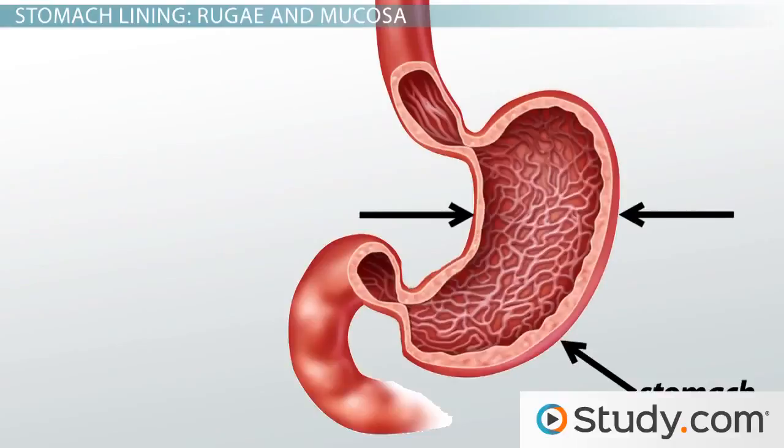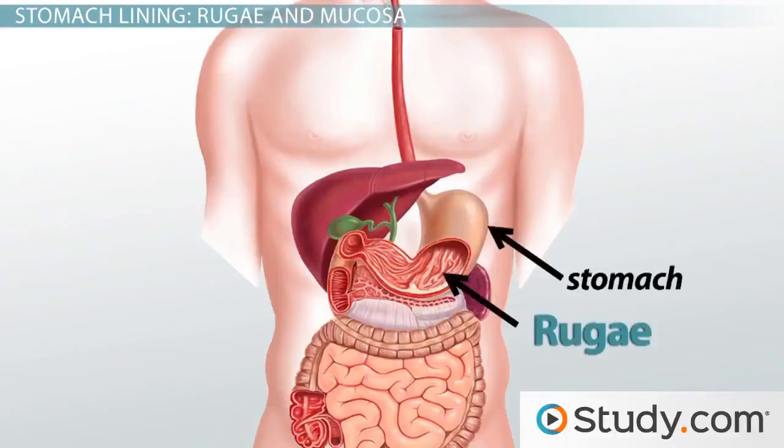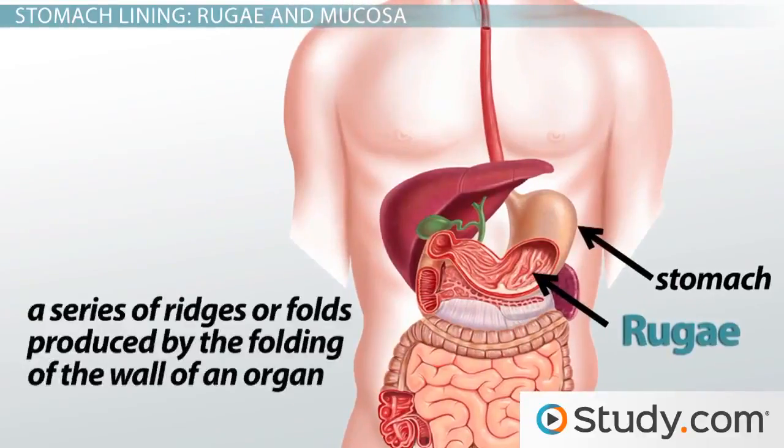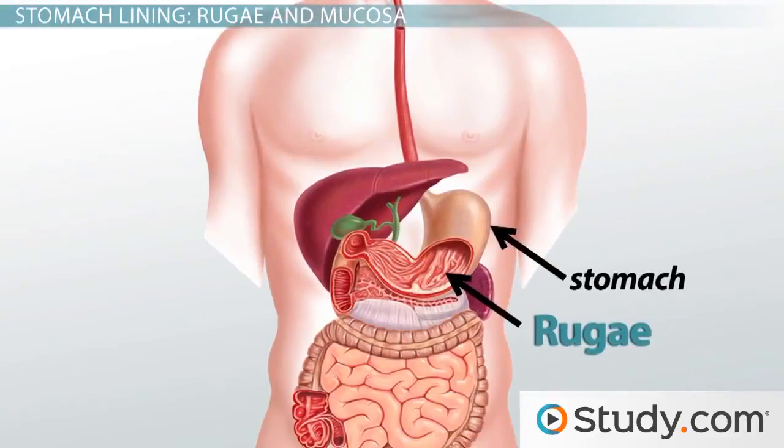When your stomach is empty, it collapses in on itself, and we see large folds that we call rugae. The term rugae refers to a series of ridges or folds produced by the folding of the walls of an organ. In fact, the singular word ruga is Latin for fold.